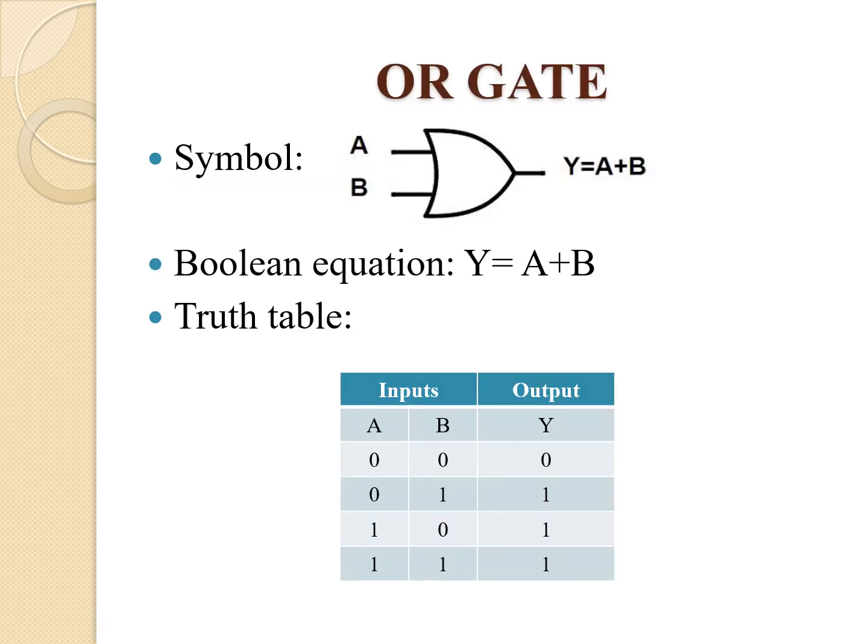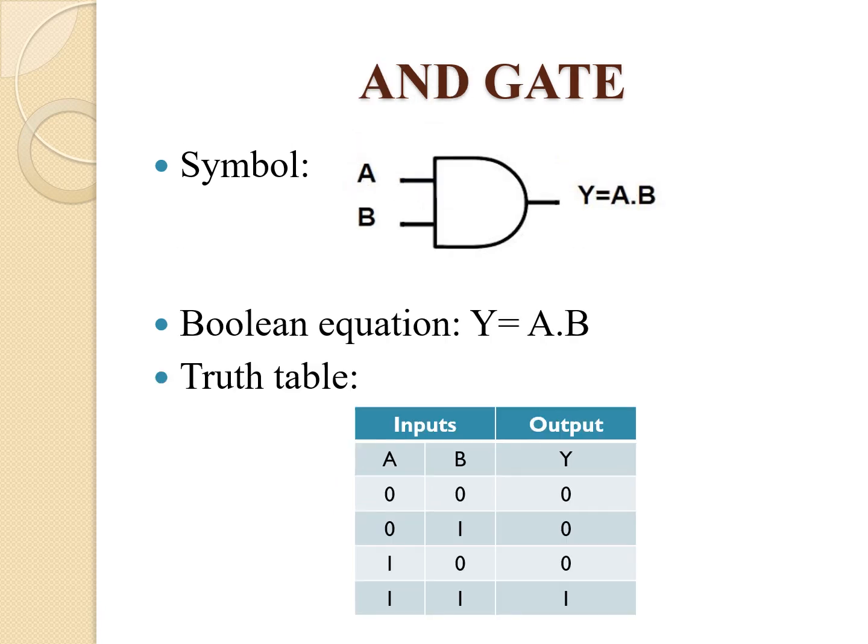Now we'll go through our first gate, that is OR gate. The symbol is shown here. A and B are two inputs and Y is the output, and the Boolean equation for the OR gate is Y is equal to A plus B. Truth table, so you can see inputs and outputs are given. A and B are the inputs whereas Y is the output. So whenever both the inputs are 0, then only output is 0. If any one or both the inputs are high, then output is high.